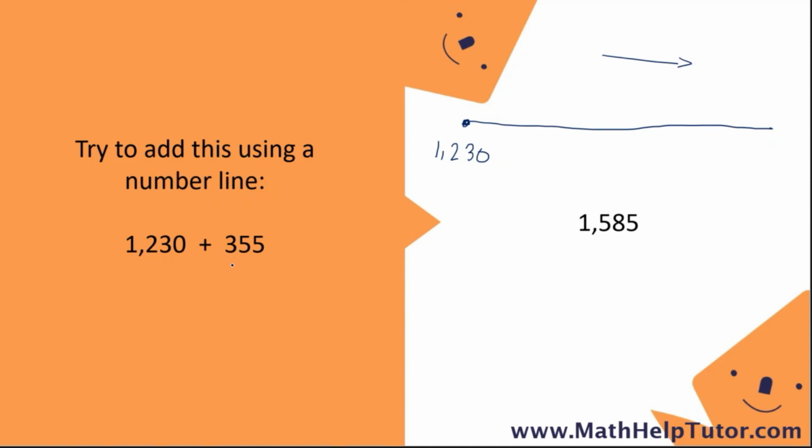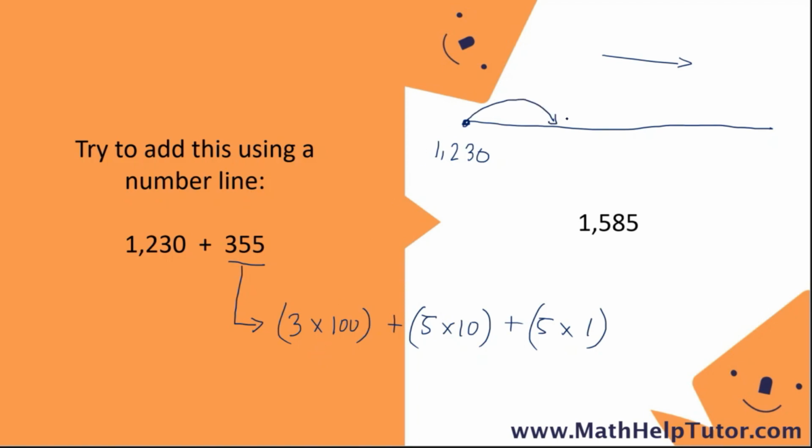So we convert the number 355 into its expanded form, which is 3 100s plus 5 10s and 5 1s. So let's first add the 100s. So that's 1 100, 2 100, and 3 100. So that's 100 plus 100 plus 100. So the number at this point would become 1,330 because we added 100. And then at this point it becomes 1,430. Then here becomes 1,530. So we're done with the hundreds place.